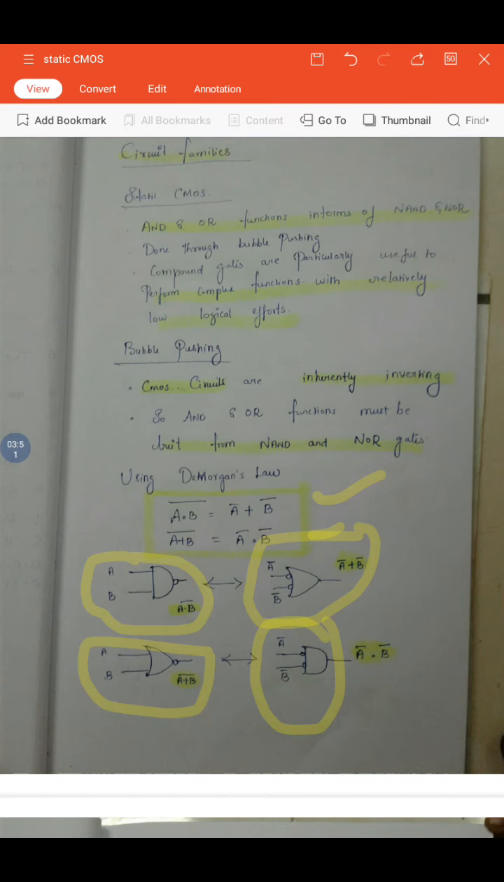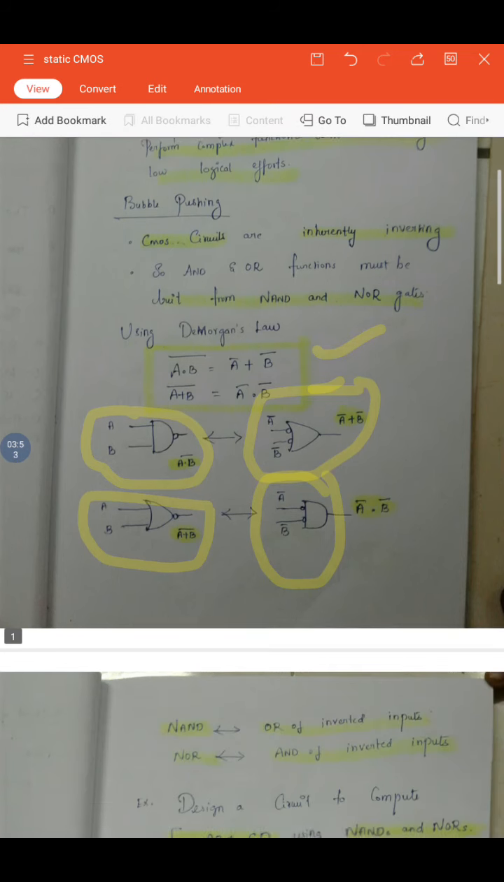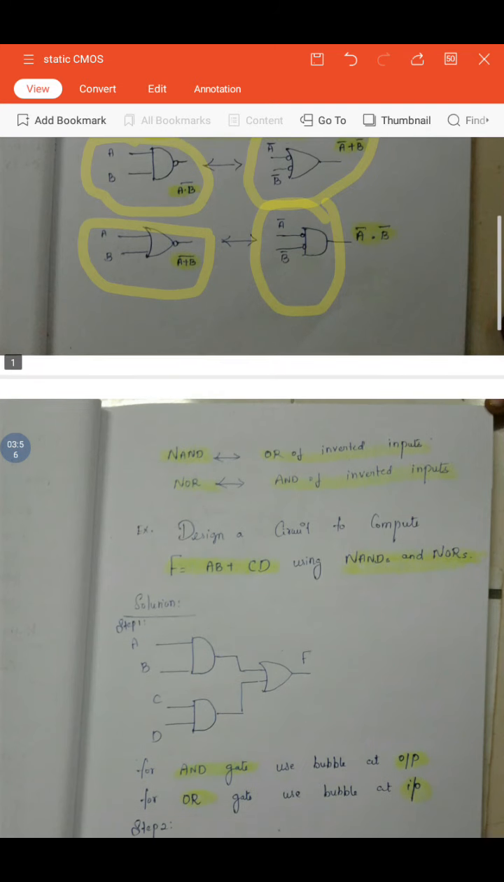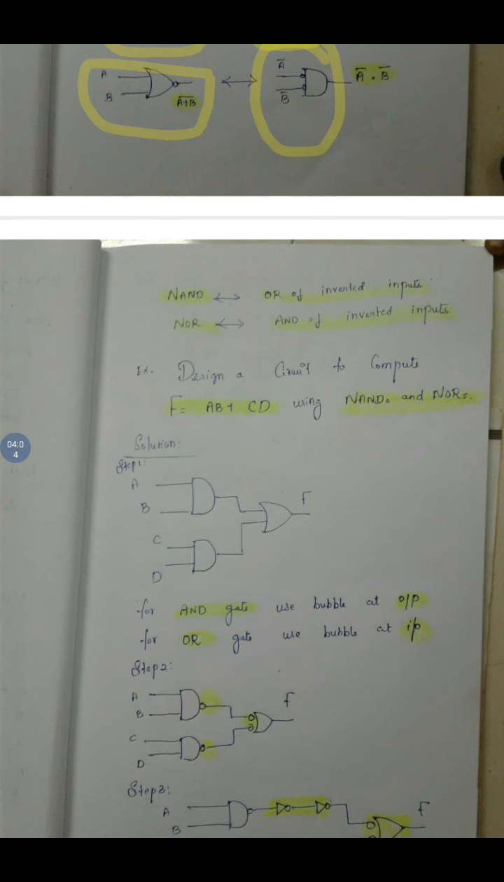With this we are going to do the bubble pushing concept, so that we can convert all our basic gates into NAND and NOR functions. We already know NAND and NOR are called universal gates. With these gates you can implement any kind of function, any logical operation. So we need to convert all the basic logic gates into NAND and NOR form. Finally we come to a conclusion: NAND is equivalent to OR of inverted inputs, and NOR is equivalent to AND of inverted inputs.